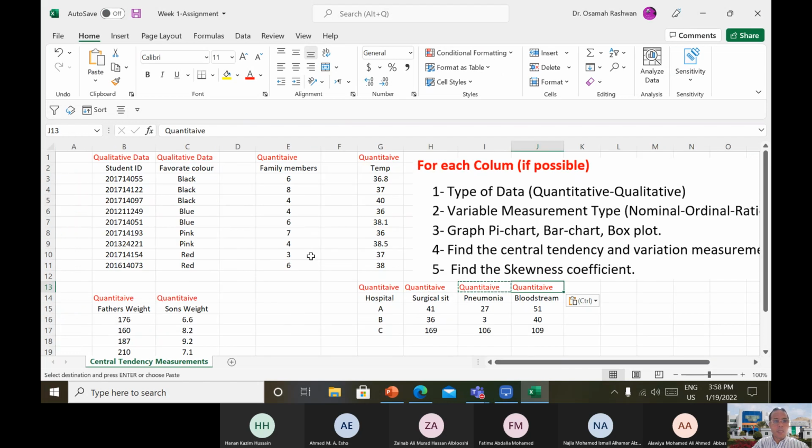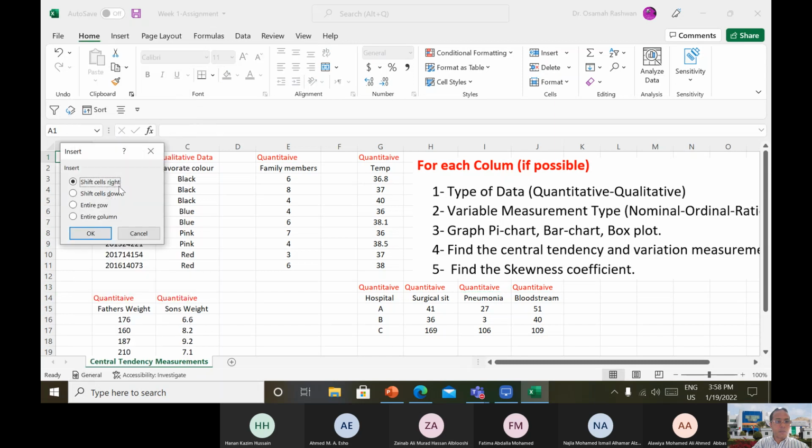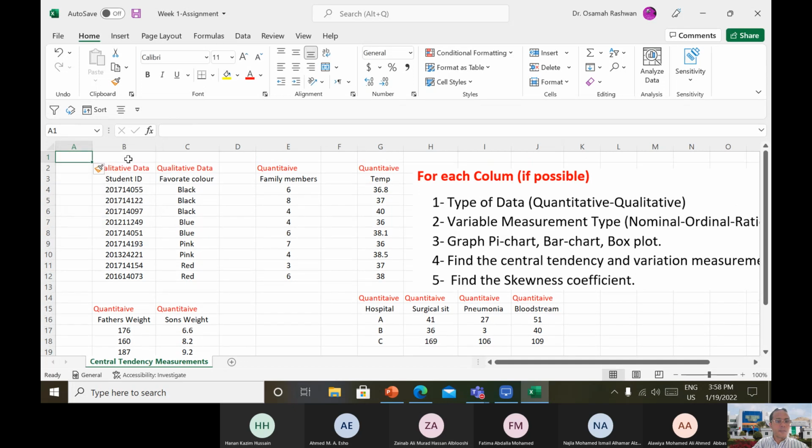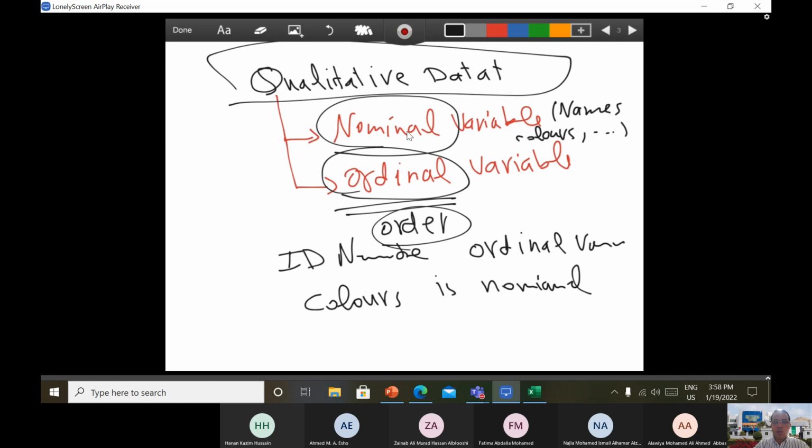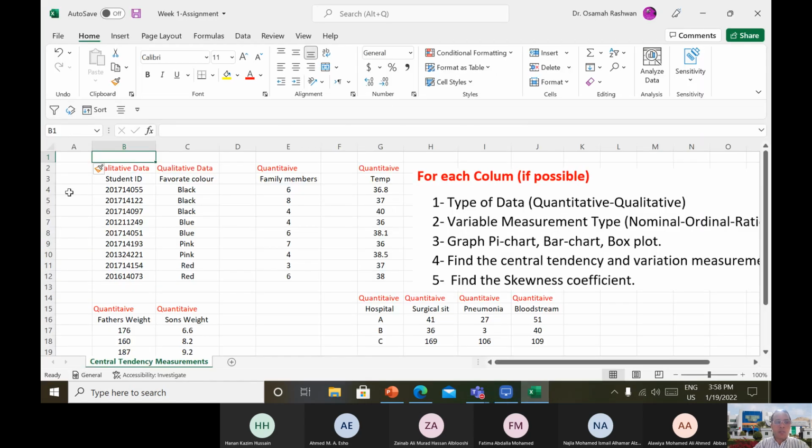Let's go for the data and see how we can distinguish between our variables. Let's go for this one. I would like to go up so I can add a row above. Okay, fine. So this variable, student ID, is it nominal, ordinal, ratio or interval? First, I know it is qualitative data, so I have only one choice. When you have qualitative data, you have two choices, nominal or ordinal. Can you order the ID number? Yes, I can. So this one is ordinal. Okay, ordinal measurement or ordinal variable, you can say.